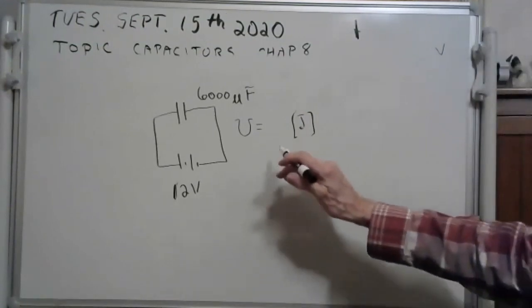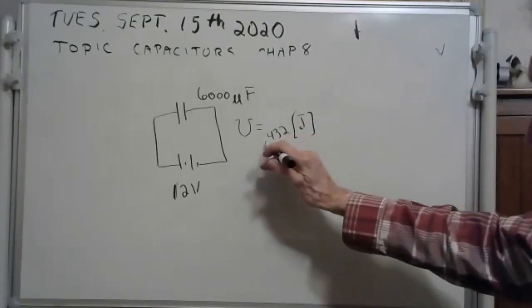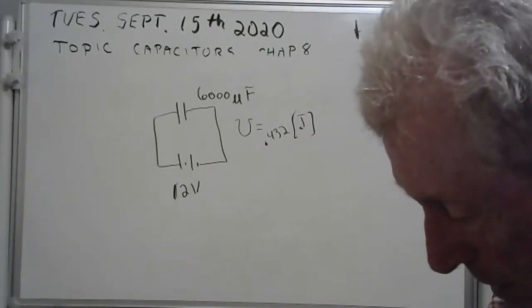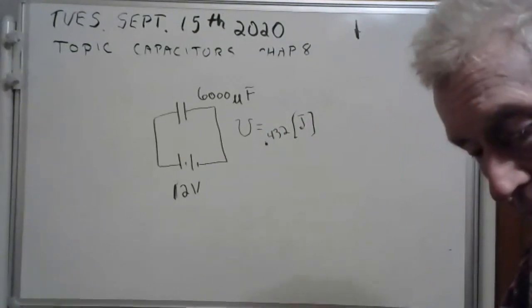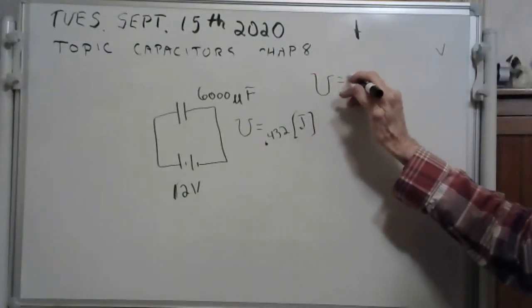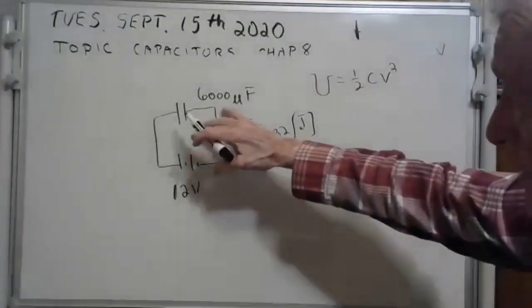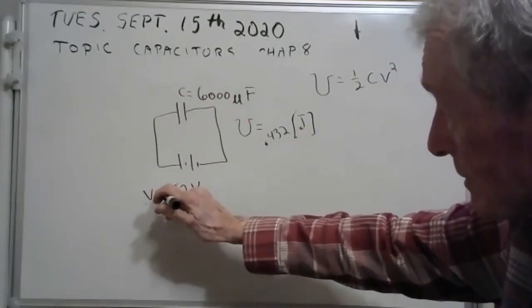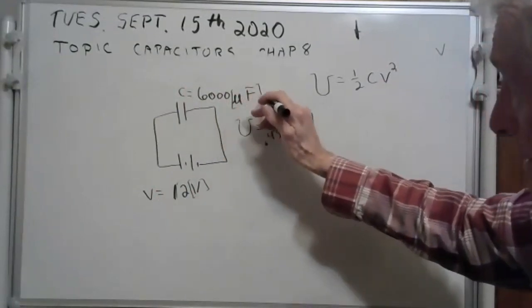0.432. That's what I got. I got 0.432 joules. Now, you can do it several different ways, but does anybody need help on that? See what I did? I just went one half CV squared. We know both of them. I know the C, that's the C right there. I know the V, that's the V right there. And that's what I got.